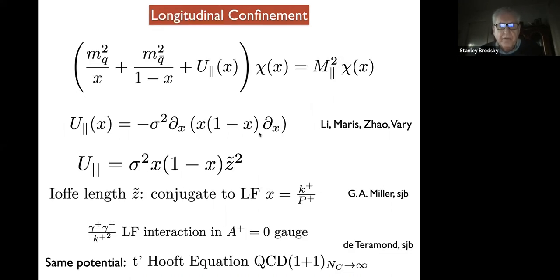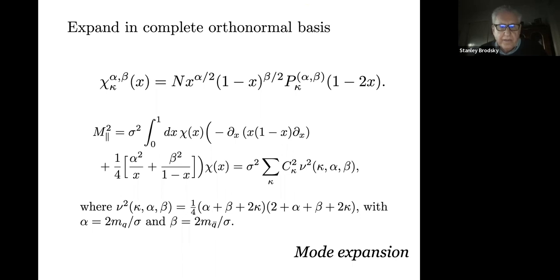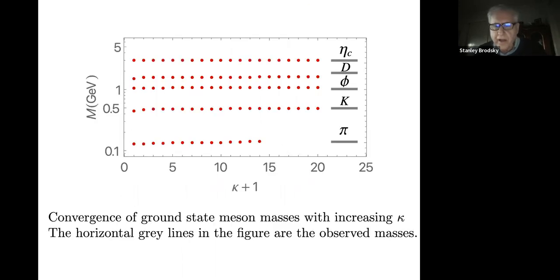But when you use this extra interaction, taken from Li, Maris, Zhao, and Vary, you find in fact that you have an extra term of σ, which is actually related to κ, and you can solve this equation, and you find in fact that the pion mass squared is proportional to m_u plus m_d, and you can compute the coefficient and so on, and you basically are deriving the Gell-Mann-Oakes-Renner relation. And let me skip that. So you can actually, with this extra longitudinal confinement, do even better with the spectroscopy.